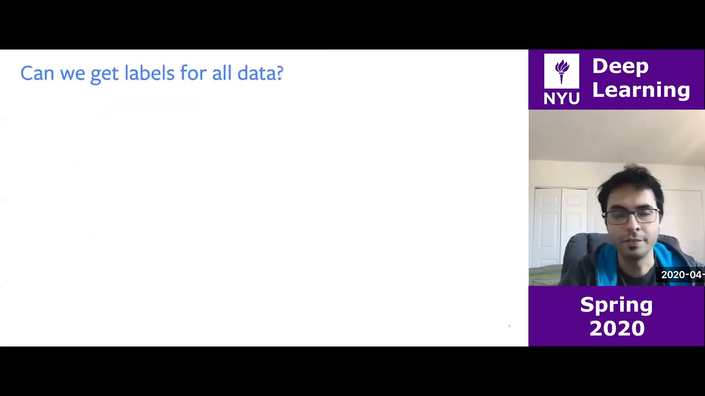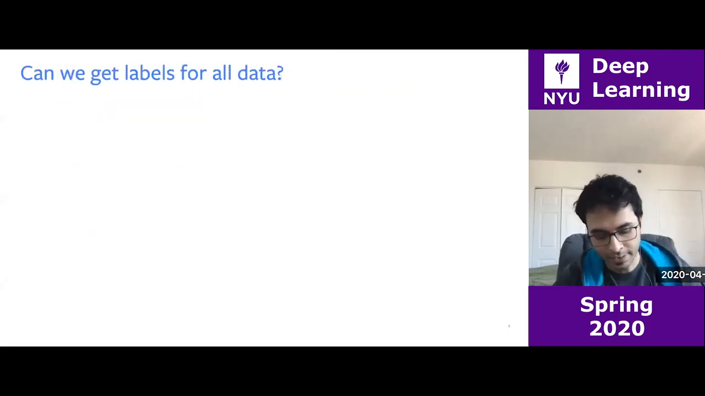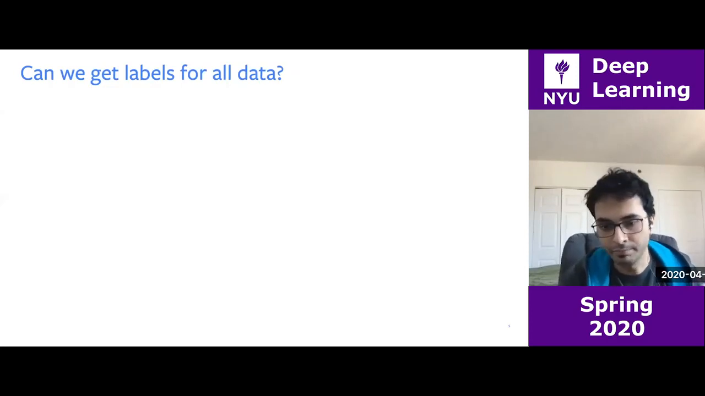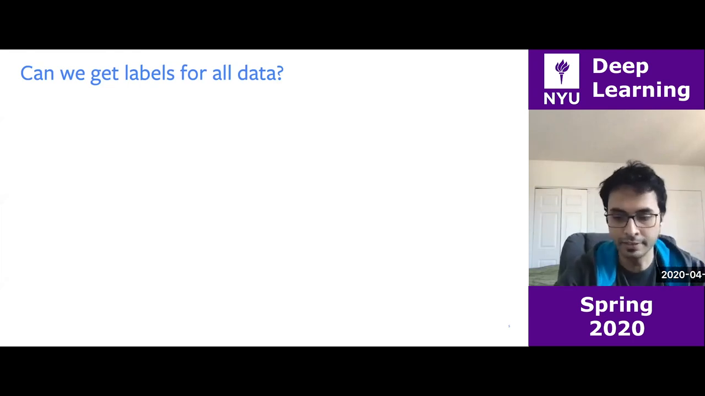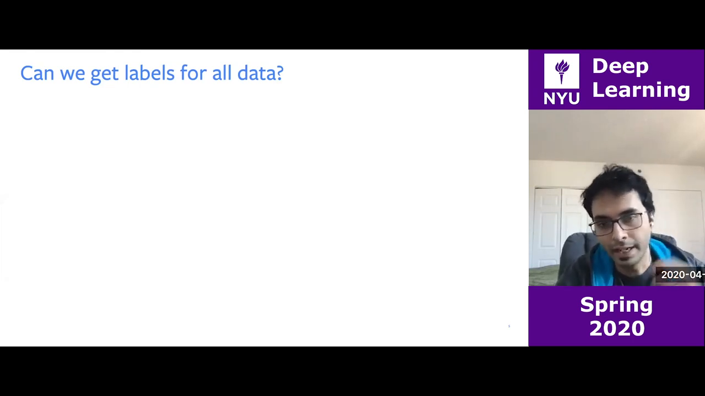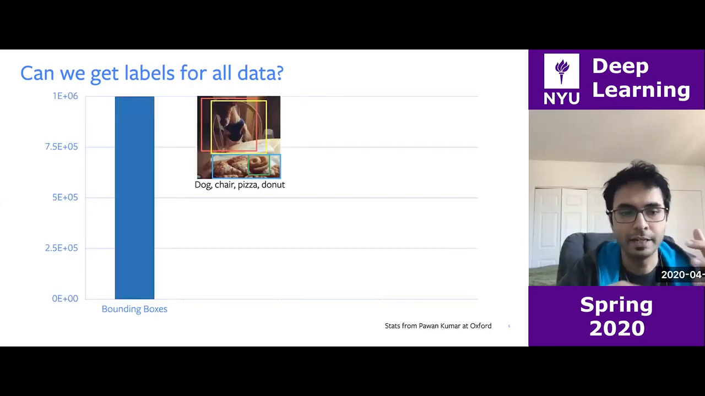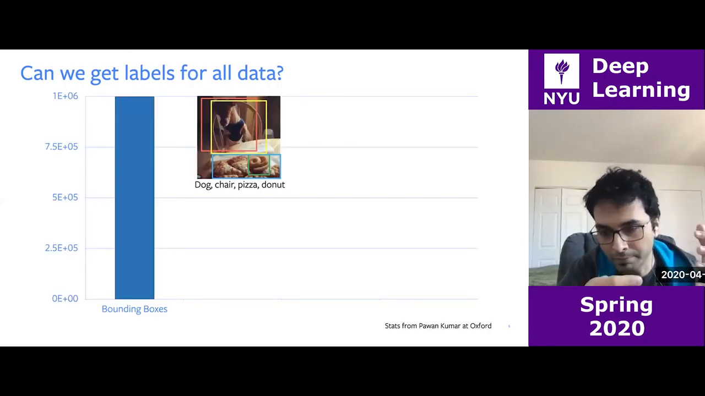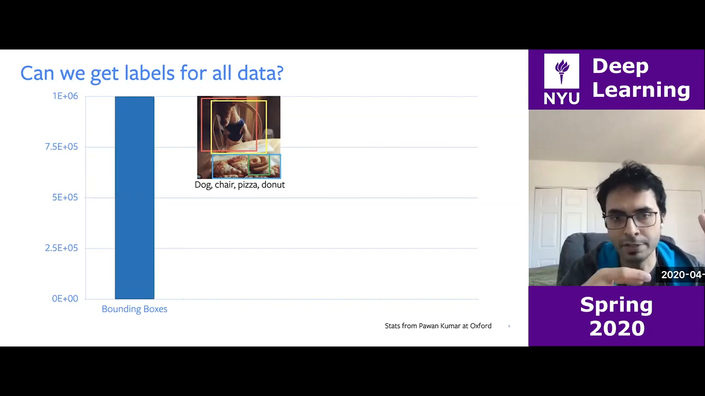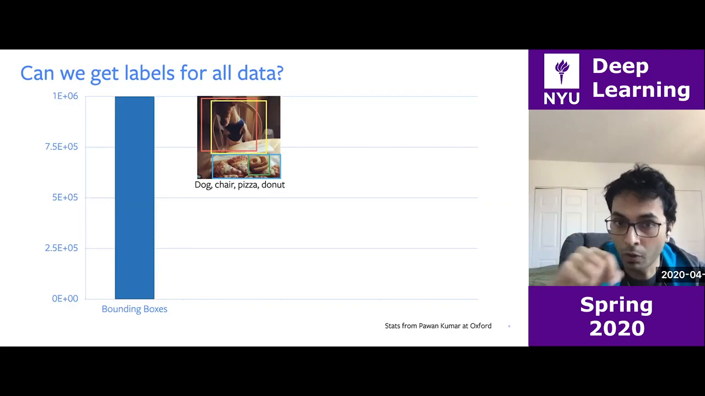So the first question that I always like to start out with is why don't you just get labels for all your data? Why do you even want to invent this entire line of research? Why not just get all the labels? So I did this small exercise where I plotted the amount of supervision that we have for vision datasets. What I did is I looked at all the images which have bounding boxes. And so these are images where you know what kind of concepts are in the image and you also have a box drawn around them.